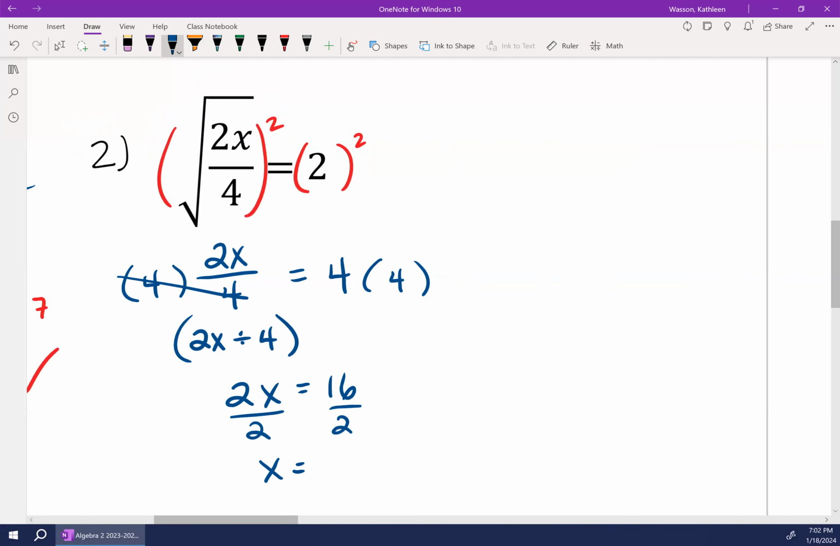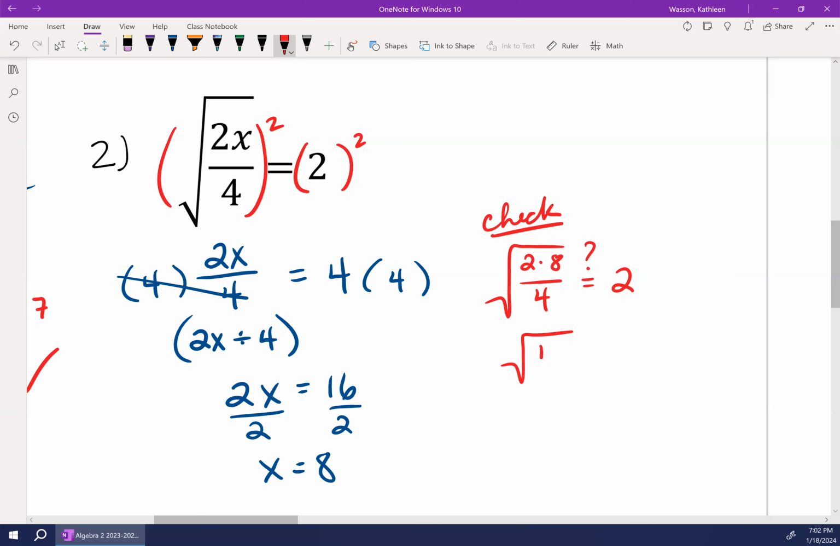So here I will do 2 times 8 divided by 4. Is this equal to 2? I hope. Square root of 16 over 4 is square root of 4, which is 2. So this is a good solution.